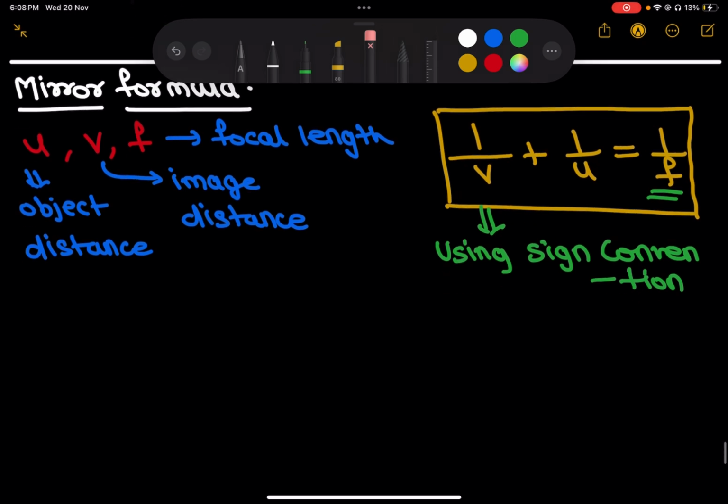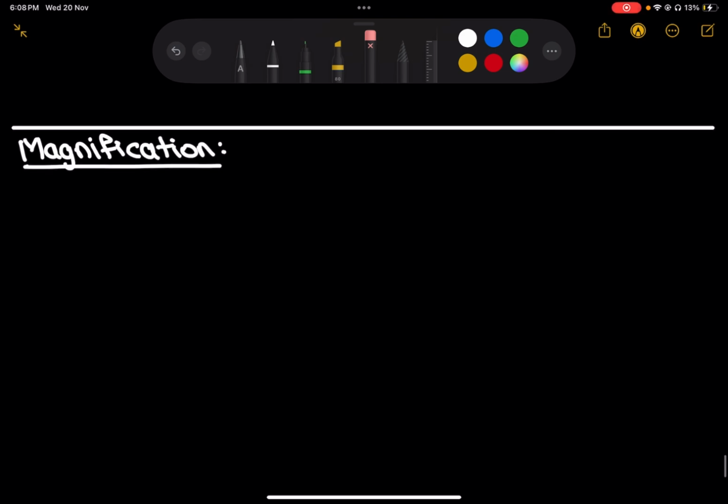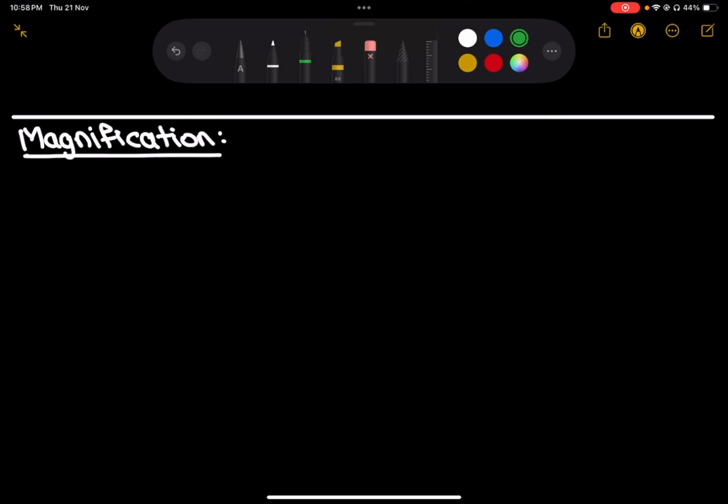Now we'll move on to the last part, which is magnification. What exactly is magnification? Magnification is basically how much bigger or smaller the image is than the object, that is magnification in simple layman language. So how much is the image size greater or smaller than the object size? But you cannot write this layman language in your exam, right? You have to use the scientific terms. So then what will you write?